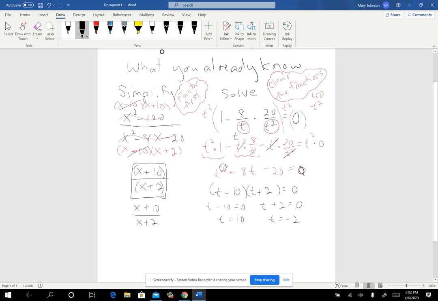Now you do need to double check to see whether these potential answers cause you to get a 0 in the denominator. But if you look, the 10 is okay because it couldn't turn these denominators into 0. And the negative 2 is okay because it can't make a denominator 0. So assuming I didn't make any arithmetic mistakes, these should both be answers. So that's what you already know. I'm going to stop this video.